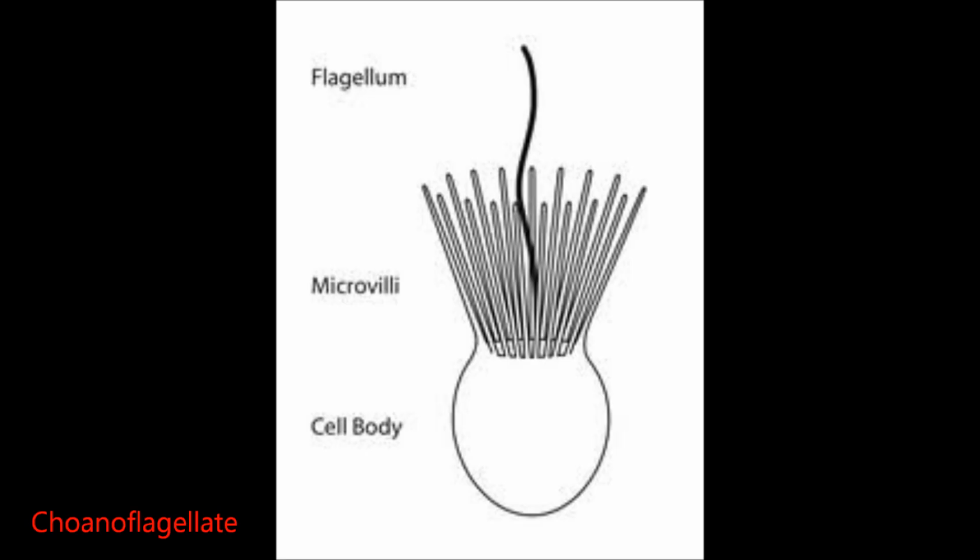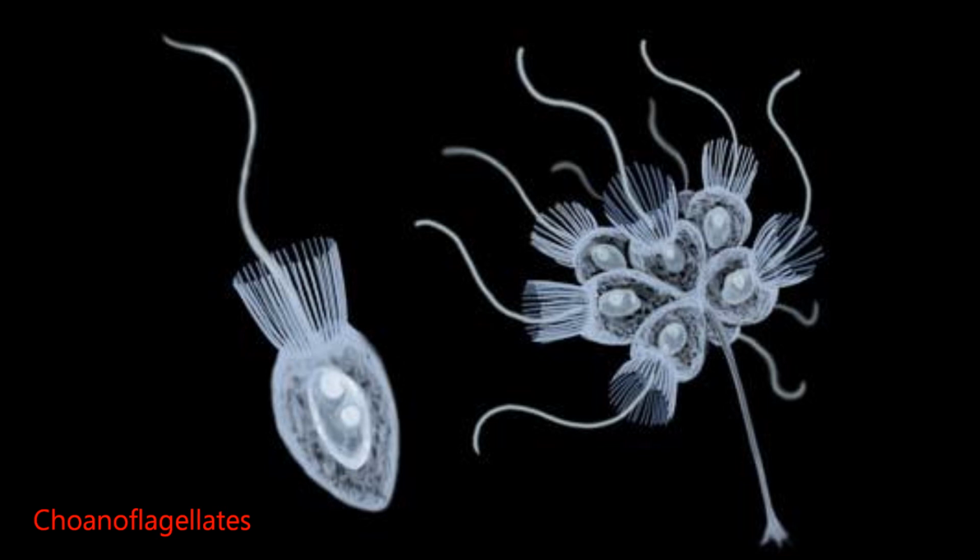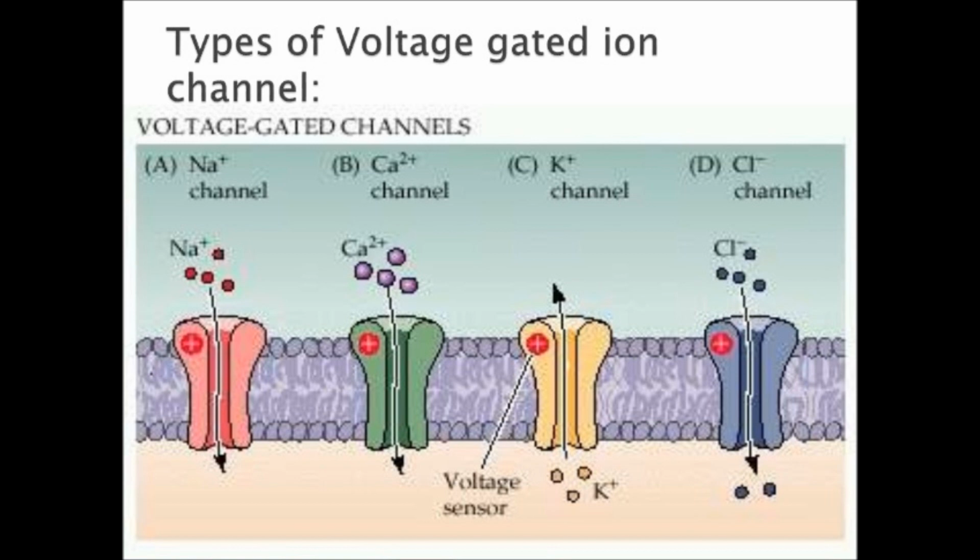Choanoflagellates, which are animals' closest living relatives, have been shown to have a gene that codes for ion channels with a selectivity filter, which determines which ions it lets through, intermediate between calcium and sodium ions. Voltage-gated ion channels are ion channels that open in response to a difference in charge across the cell's membrane. Animals with nervous systems have voltage-gated sodium channels.